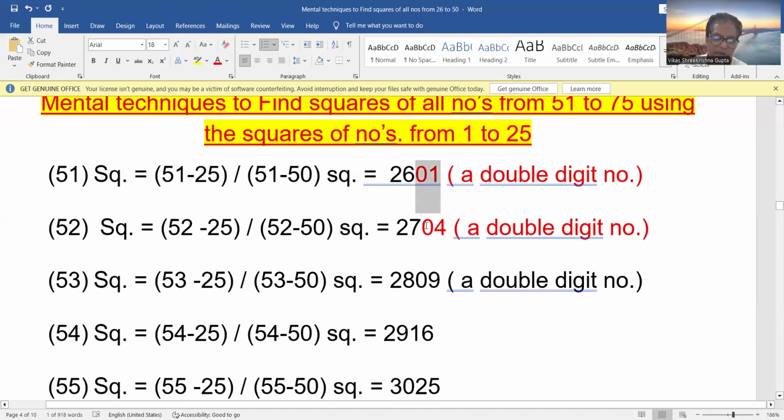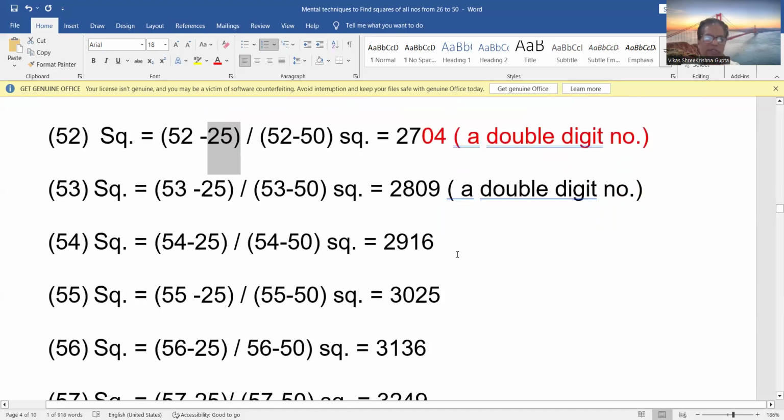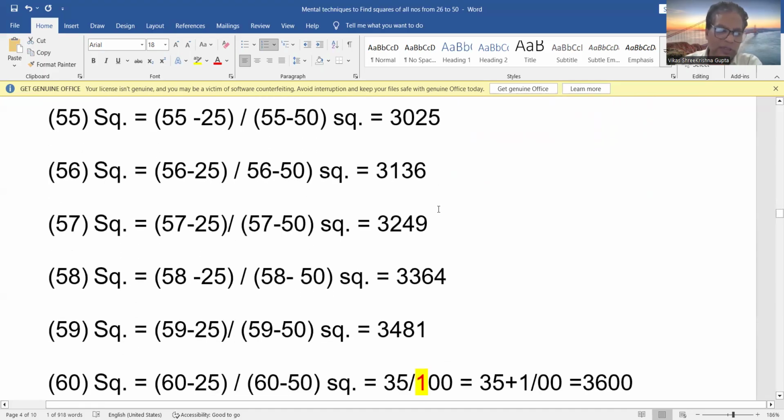In the same way for 52, always subtract 25 from the given number. 52 minus 25 is equal to 27 and 52 minus 50 is 2. So 2 square is equal to 04. I require a double digit number, so I'm putting 0 before 4. So 2704. In the same way for 53 square, 53 minus 25 becomes 28, and then 3 square means 09. So in this way, I have found the squares of all these numbers.